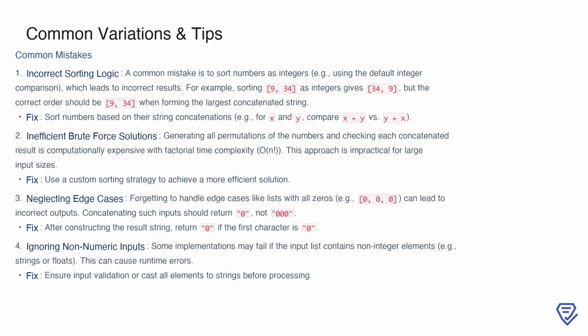Neglecting edge cases is another common pitfall. For example, if the input is 0, 0, 0, concatenating these should return 0 instead of 0, 0, 0. To handle this, check if the first character of the result string is 0 and return 0 in such cases.